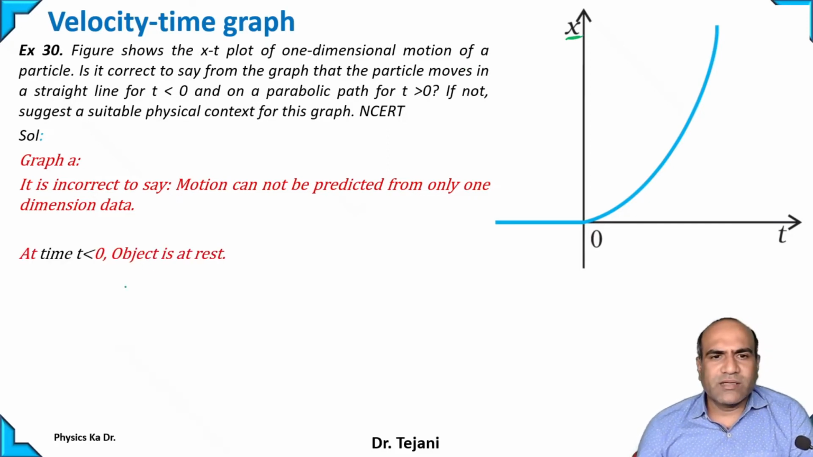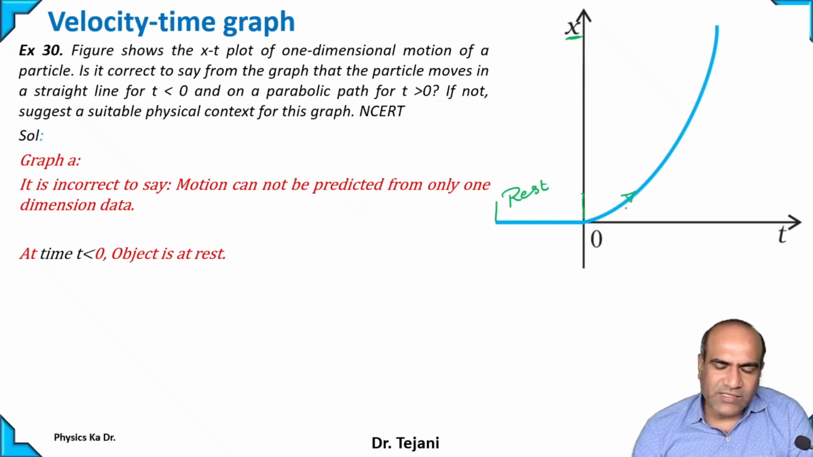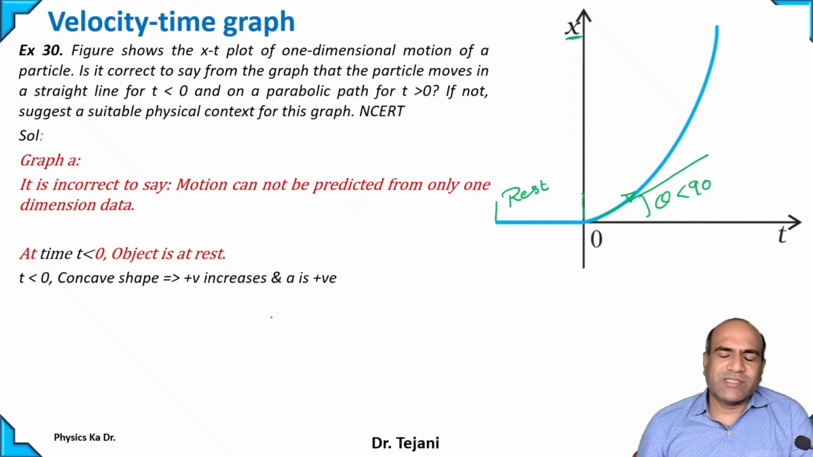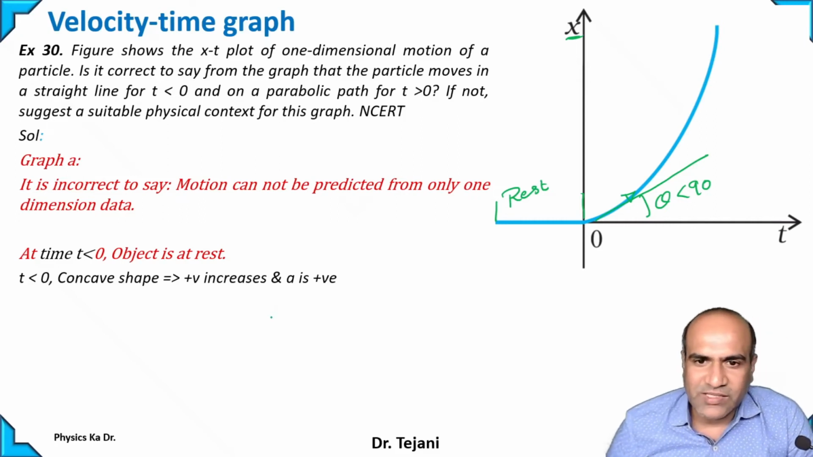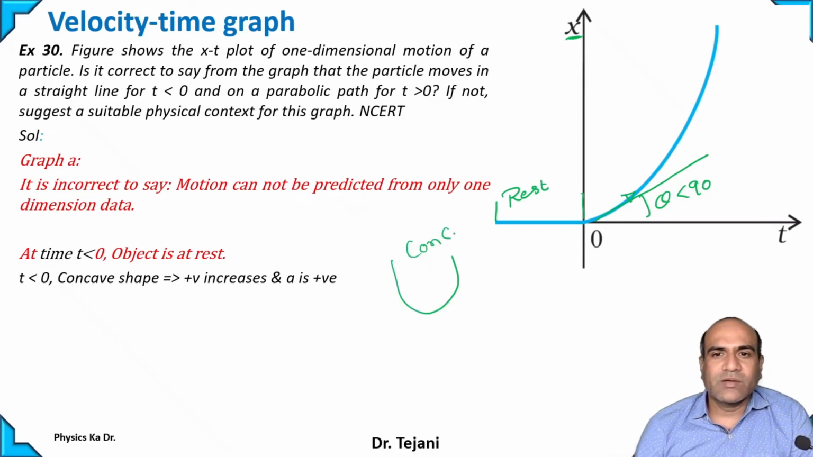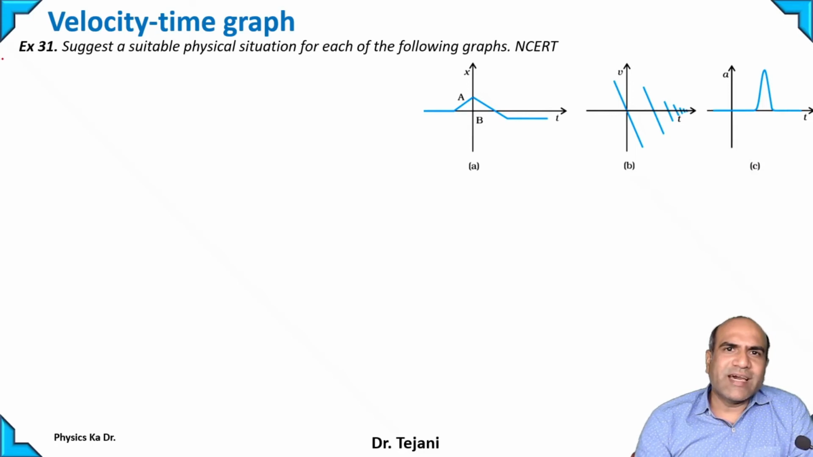If you suggest that, so time is less than 0, here the object is at rest because x is 0. And then after, if there is an increase, we just need to find the slope. Theta is less than 90 degree, velocity increases. Velocity is positive, and the shape it makes is concave. So acceleration is also positive. Velocity positive, acceleration positive, both are positive. Velocity increases.